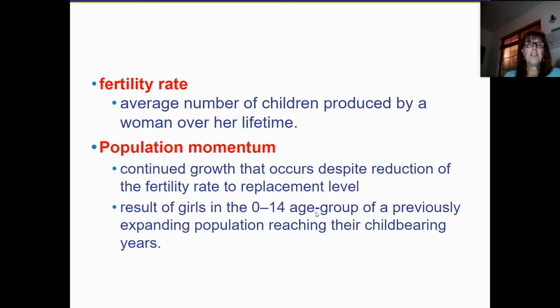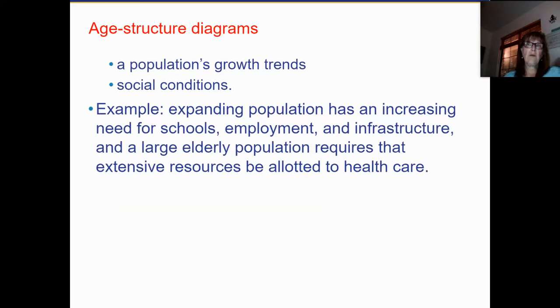Fertility rate, of course, is the average number of children produced by a woman in her lifetime. Population momentum is the continued growth that occurs despite any kind of reduction in fertility rate due to replacement level. So the result of girls, for example, in the 0 to 14 age group of a previously expanding population, when they reach their childbearing years, what are we going to see? We're going to see that those individuals are going to replace the previous individuals that were of childbearing age, and now they are going to be producing an increasing population size. So that will increase the momentum of that population replacement.